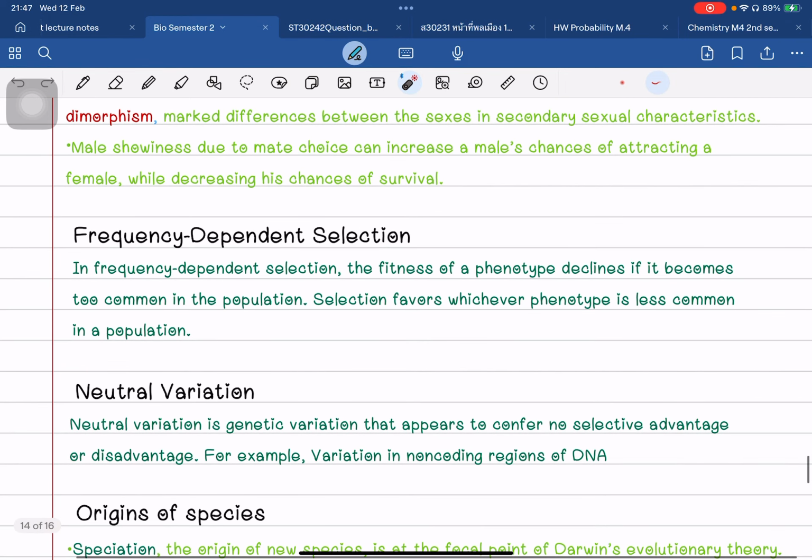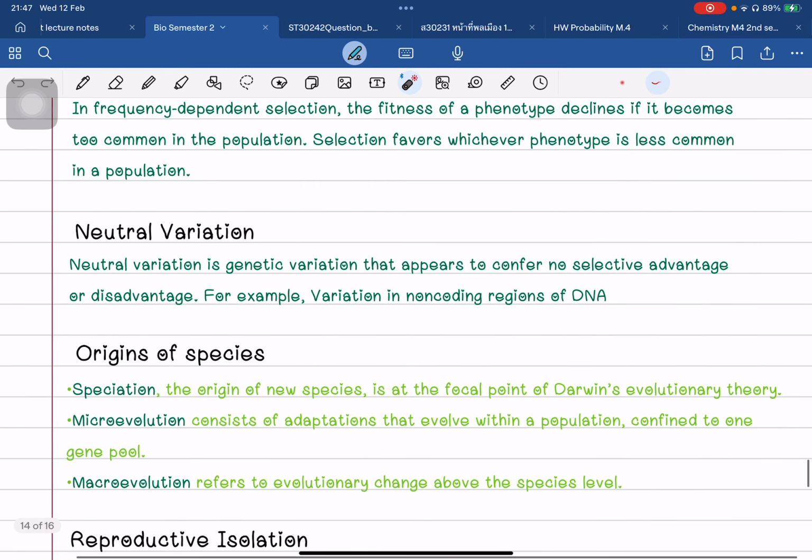Next is about frequency-dependent selection. In frequency-dependent selection, the fitness of a phenotype declines if it becomes too common in the population. Selection favors whichever phenotype is less common in the population. The neutral variations. Neutral variation is genetic variation that appears to confer no selective advantage or disadvantage, for example, variation in non-coding regions of DNA.